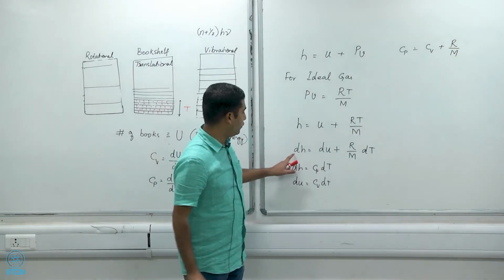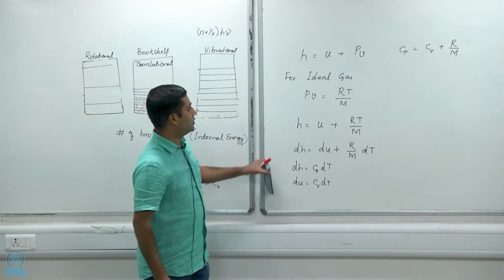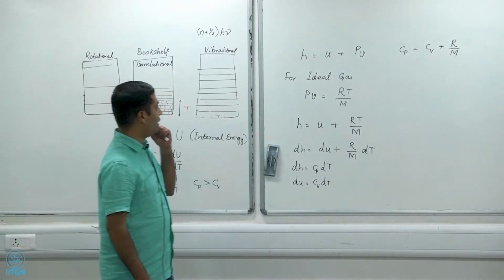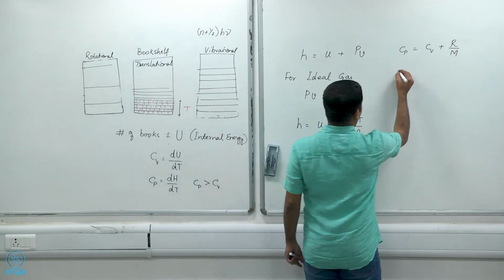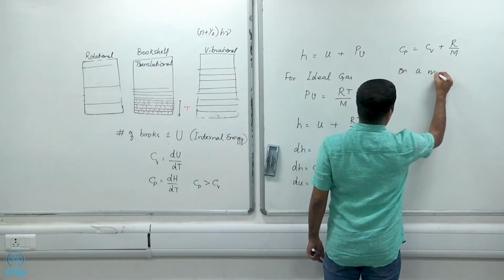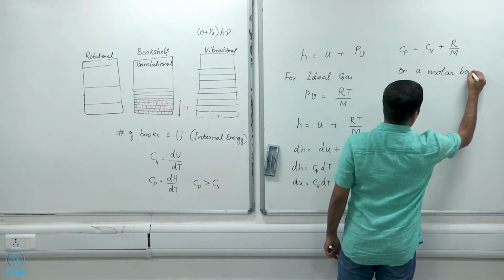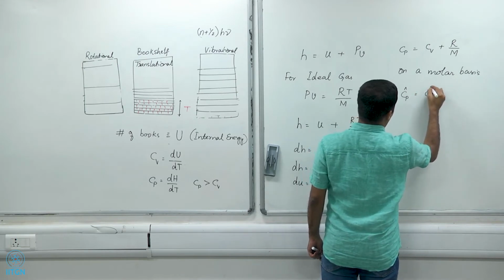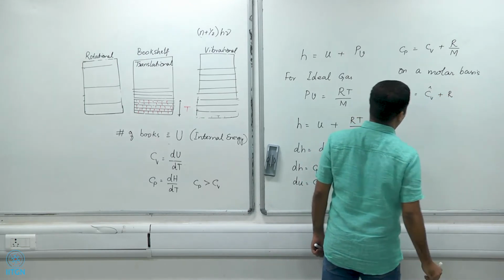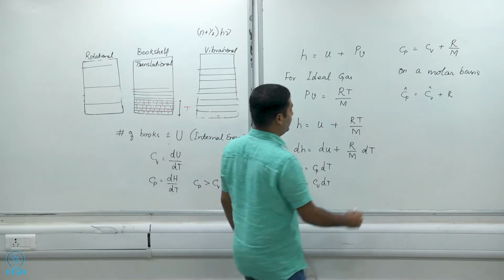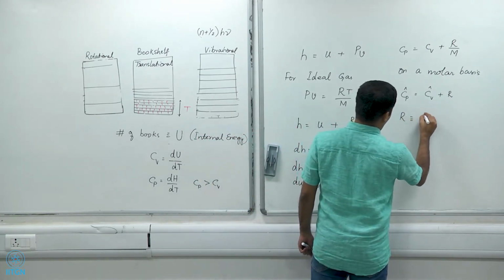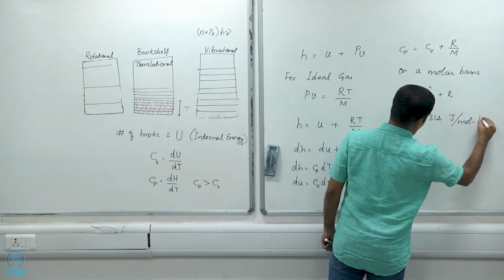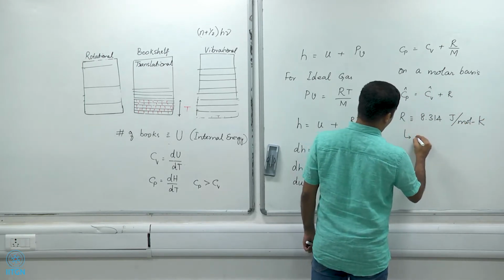Getting dT out of the left and right hand sides, I can write Cp equals Cv plus R by M. If I write this on a molar basis, then I can write Cp equals Cv plus R. And what's the value of this R? The value of this R is 8.314 joule per mole Kelvin, called the universal gas constant.